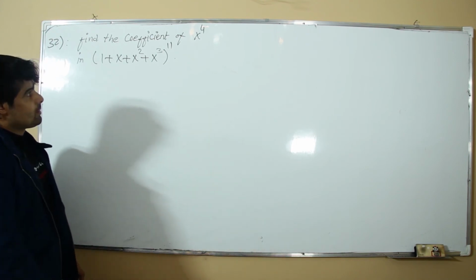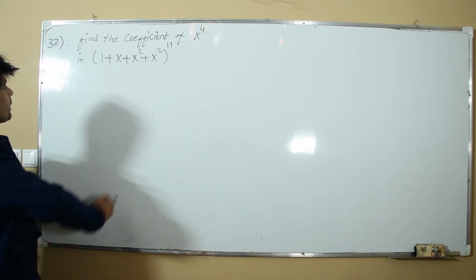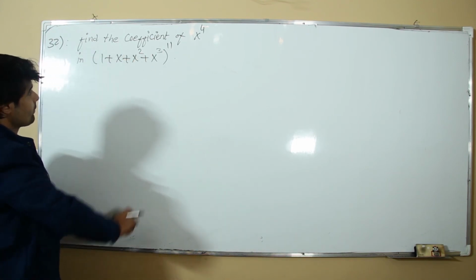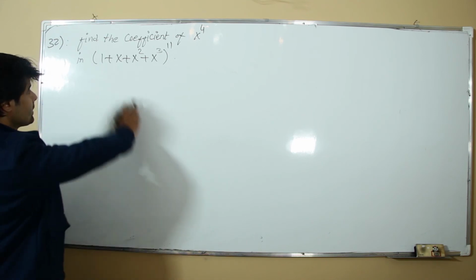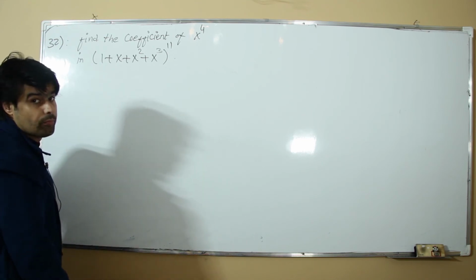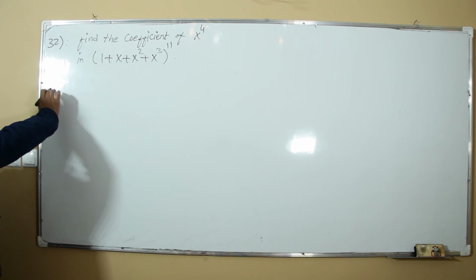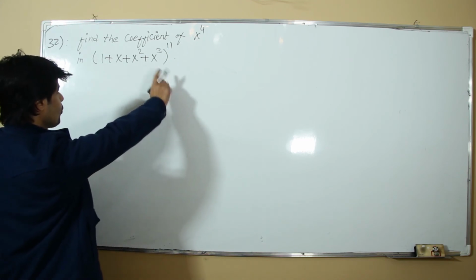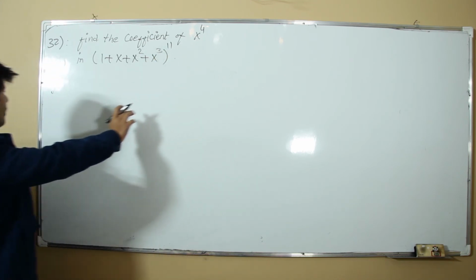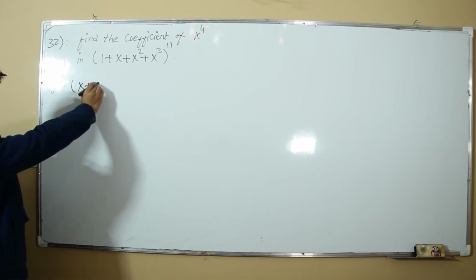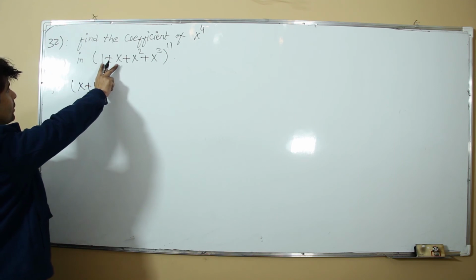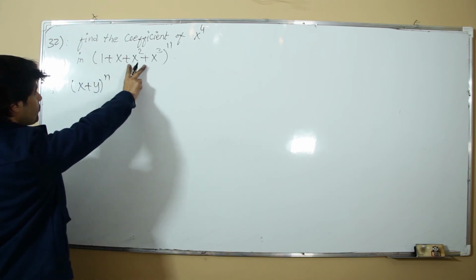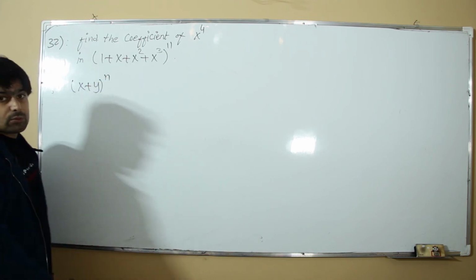Our last question for this lecture. Find the coefficient of x to the power 4 in this binomial expansion. First, it doesn't look like a binomial. Why? Because if we want to talk about a term, whatever is given, the binomial should be x plus y raised to the power n. N is correct, but in here we have to convert this one to the form x plus y.